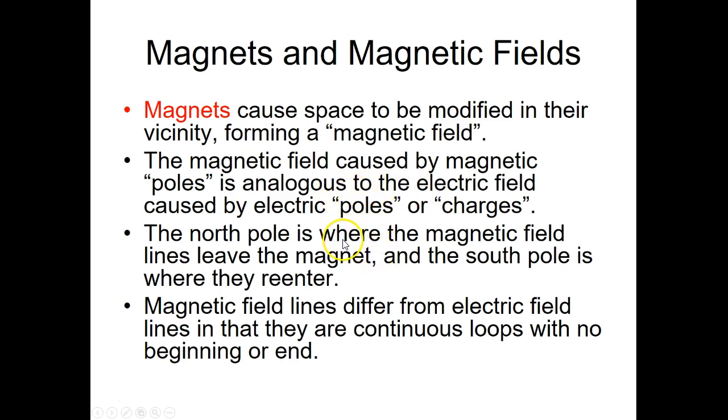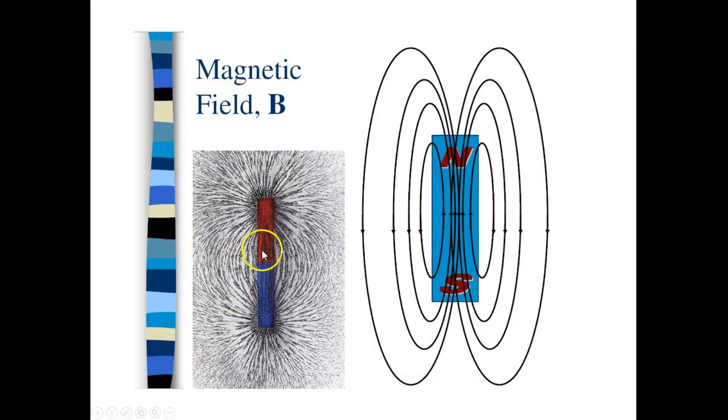And here we've got a north pole on a magnet. That's where all the lines leave the magnet, and the south pole is where all those lines re-enter. So I'll show you a picture of that here in a second. They also differ from electric field lines because they're continuous loops and they don't have really any beginning or end. When we think about electric fields, we usually think about moving from one spot to the other, from high potential to low potential.